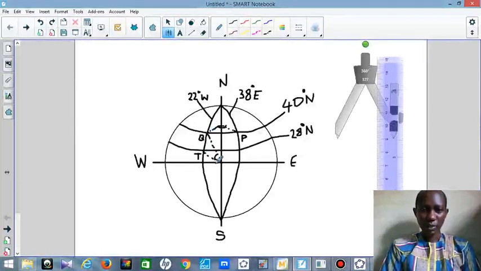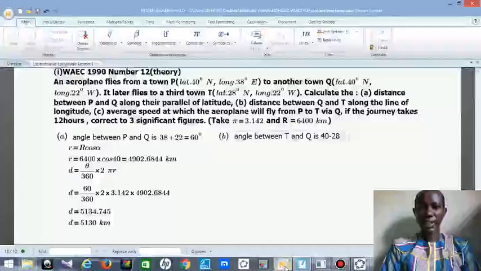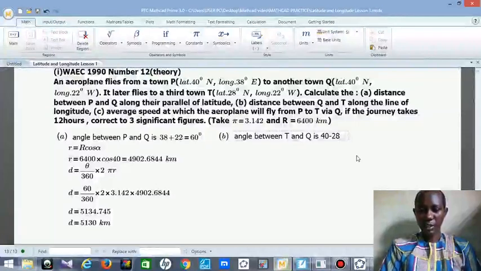This is the 0 line. From 0 down to Q is 40. From 0 down to T is 28. So when you want to get the angle between, it will now be 40 minus 28. That's what we do there. So that's why we are subtracting.